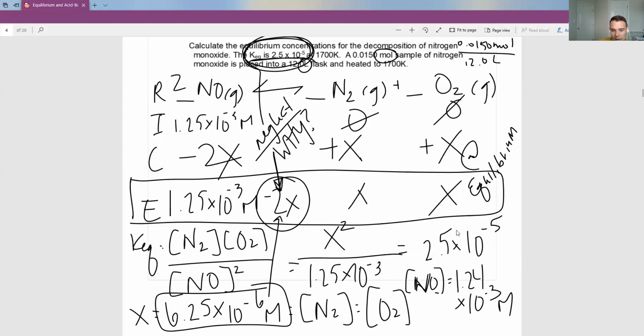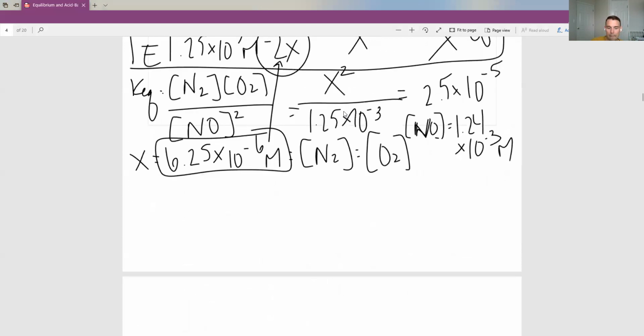Another key thing here is you'll never have to do a quadratic. So if you come across a question and it asks you to do a quadratic to solve for ax squared plus bx plus c, you've done something wrong. You don't need to do that. Okay.